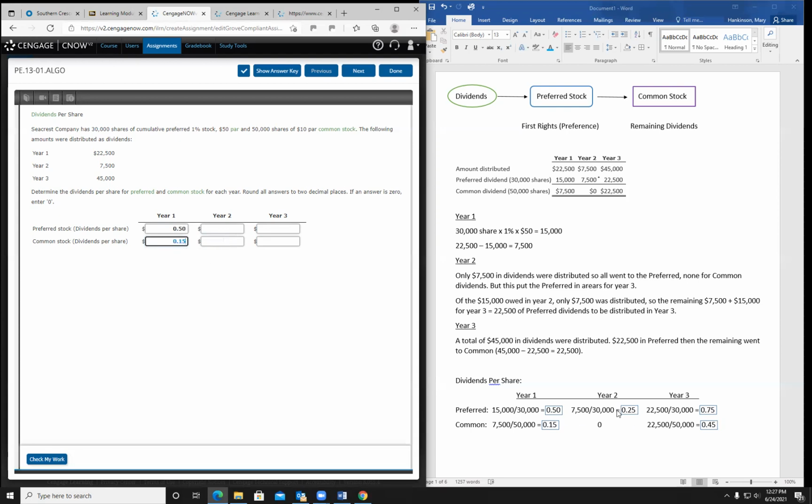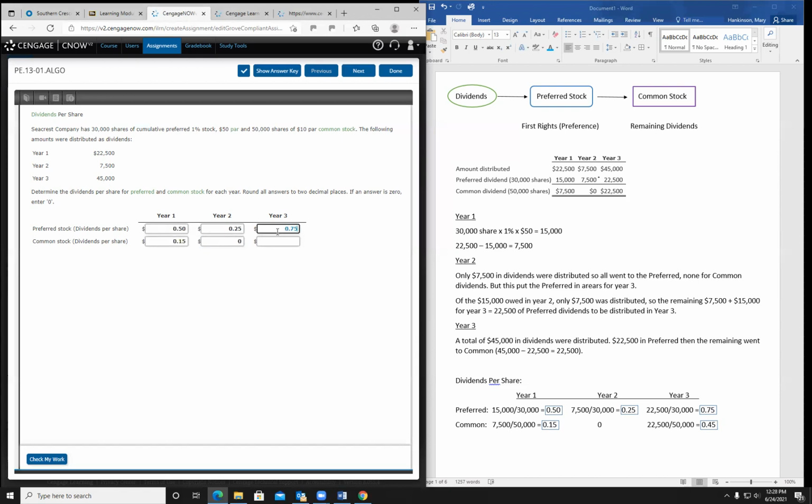And if you look over here, I went ahead and did it for year two and year three as well. And it's the same formula. It's whatever is distributed divided by the total number of shares. So we'll just go ahead and plug these numbers in. Now, if you notice in year two, we did not distribute any common stock dividends because it all went to preferred. So in that situation, you would just enter a 0.